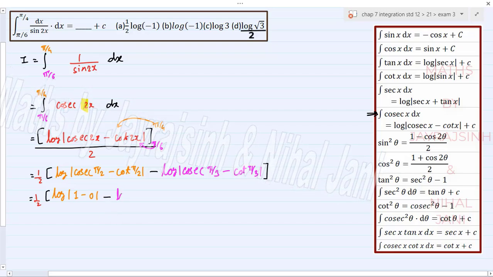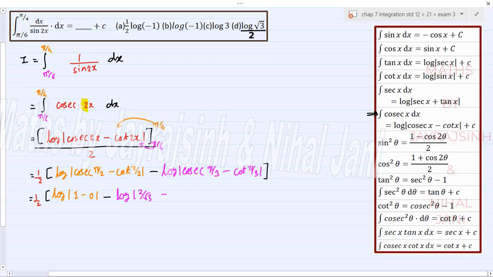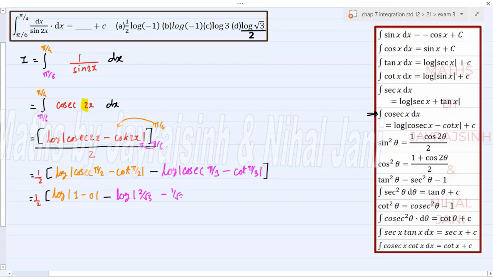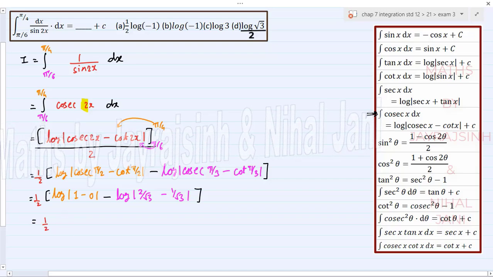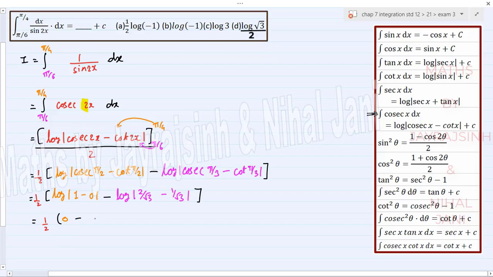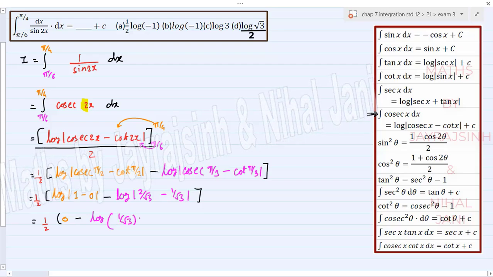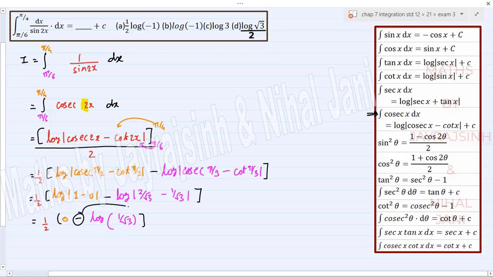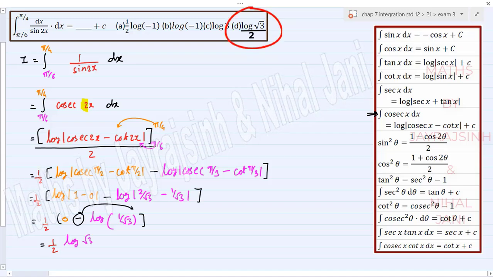minus log, your cosec pi by 3 is 2 by root 3, and cot pi by 3 is 1 by root 3. Now here your 1 by 2 will be as it is. This log 1 will become 0, minus we will get log of (2 minus 1) upon root 3, or we can say 1 upon root 3. This negative sign will go within the power of 1 by root 3, and we will get 1 by 2 log root 3. So 1 by 2 log root 3 is your final answer. Tada!